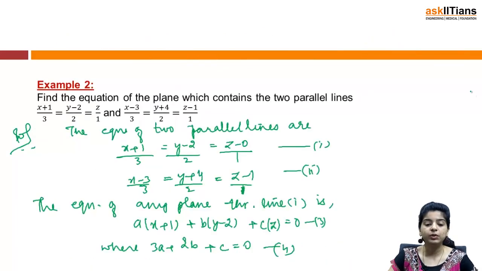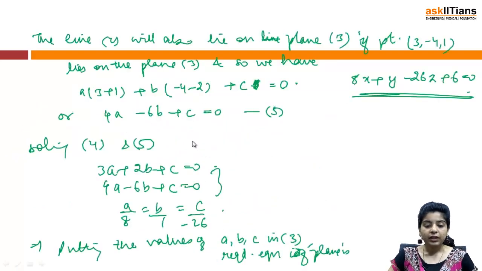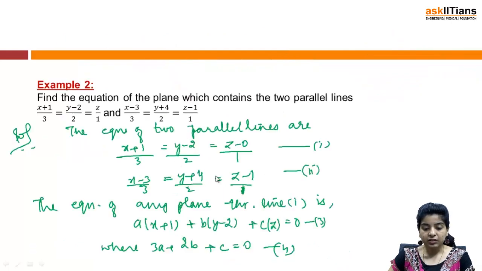Let's see what we have done in this question. You were required to find the equation of the plane which contains these two parallel lines. So the equations of the two parallel lines were these. Then the equation of any plane passing through this particular line would be given by a into x plus 1 plus b into y minus 2 plus c into z equal to 0, where it would satisfy the condition 3a plus 2b plus c is 0. Then this line would lie in this plane, provided the point 3 minus 4 1 satisfies this equation, right?